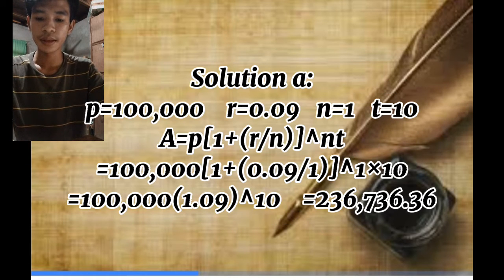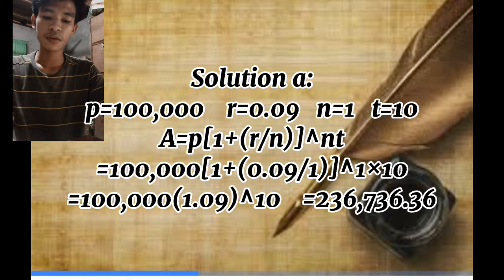So, solution, guys. P equals 100,000. R equals 0.09. N equals 1. And T equals 10. So, A equals P times 1 plus r over n raised to nt. Let's input their values first. We have 100,000 times 1 plus 0.09 over 1 raised to 1 times 10. So, copy 100,000 below. Then, 0.09 divided by 1 plus 1. So, we have 1.09. Then, 1 times 10. So, we have 10.